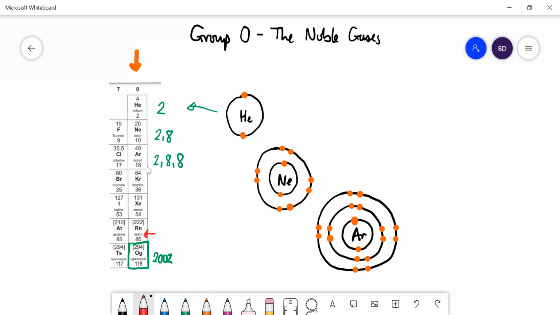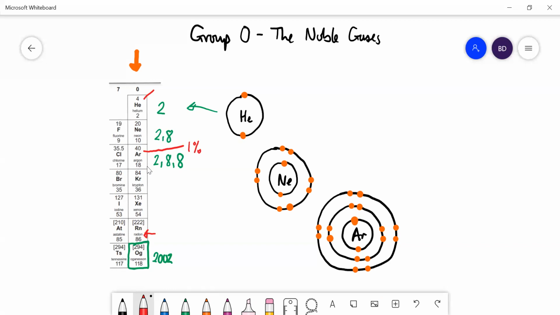The others are all found in the Earth's atmosphere in small quantities, except for helium. Helium is not naturally found in the Earth's atmosphere. Any helium that is made is so light it can escape the pull of the Earth's gravity, and so it will escape into outer space. But argon, about 1% of the Earth's atmosphere is actually argon, and the others, neon, krypton, and xenon, are a lot less abundant than that.